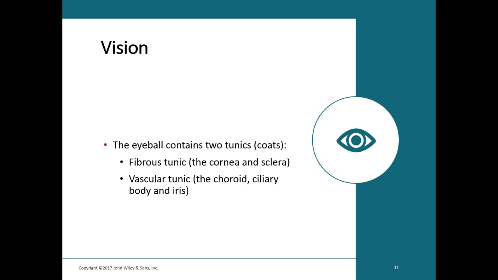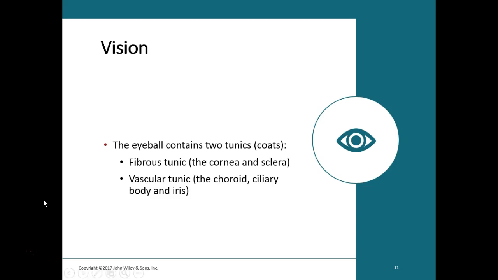The vascular tunic is the second of the tunics or layers of the eyeball, and it's sometimes called the uvea, U-V-E-A. Okay, so the uvea or the vascular tunic is composed of a choroid, a ciliary body, and an iris. So the choroid is very highly vascularized, and it's going to line the internal surface of the sclera. We'll see these in an image in just a moment.